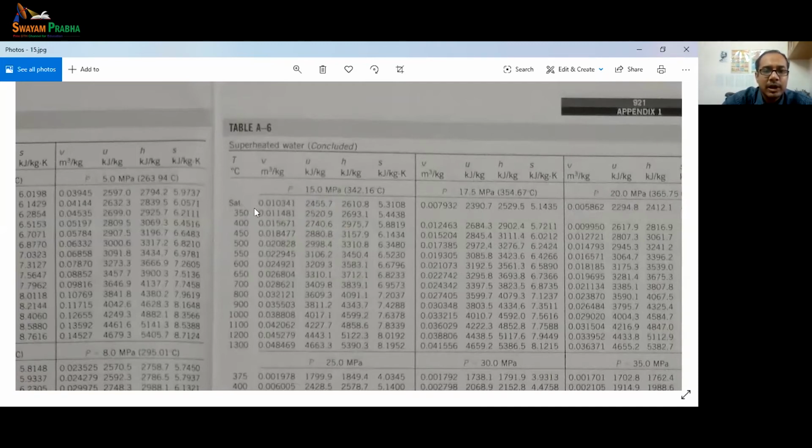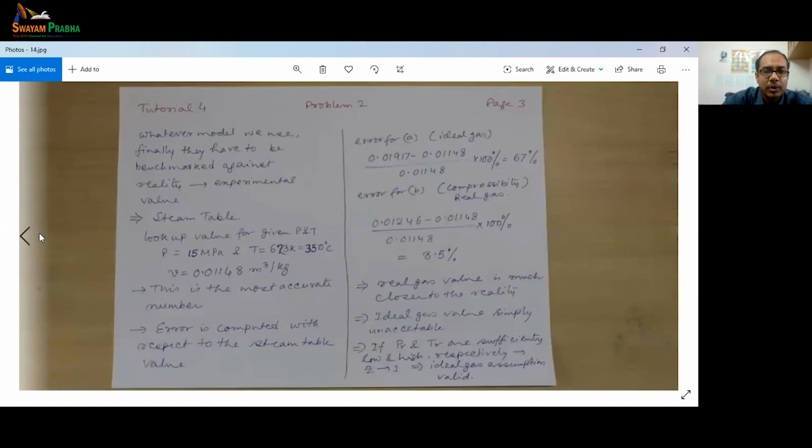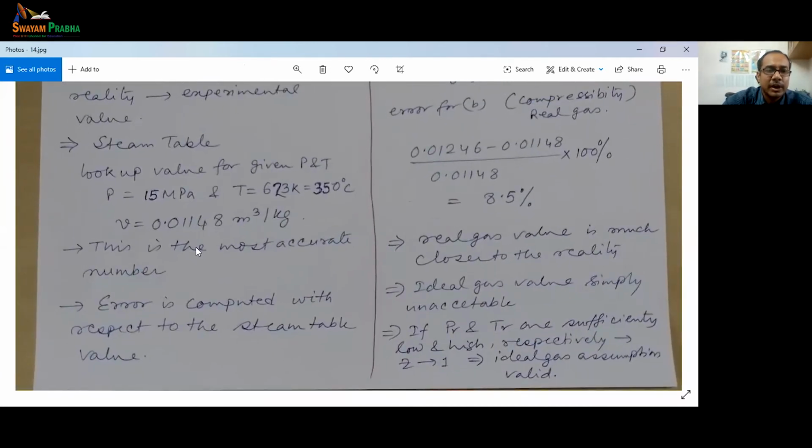So the specific volume you can read here: 0.011481 meter cube per kg. So we read that and go back to the problem. And you can see that that's the value we directly obtained, 0.01148 meter cube per kg. So this is the most accurate number because that's the experimentally observed and universally accepted value after a lot of very sensitive experiments performed. So error is computed with respect to the steam table value.